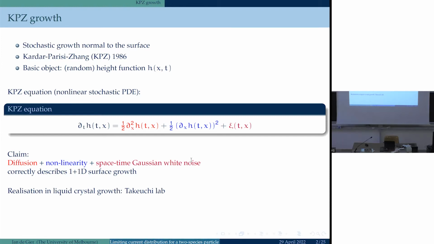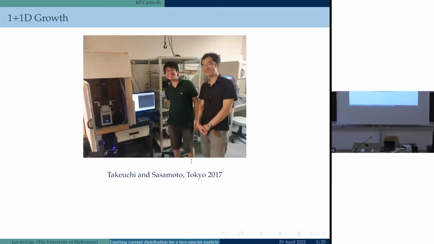That was experimentally tested in Japan, actually by Takeuchi, as was mentioned this morning. And he has actually a lab at the institute that Tomohiro works. And so when I visited Tomohiro, we just walked over to Takeuchi in this setup where he studied liquid crystals, where you can study the growth. And I think it was Alessandra showing some stills of the videos that they produced, studying the height profile.